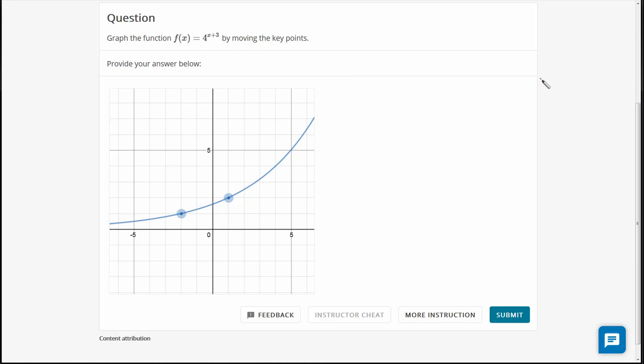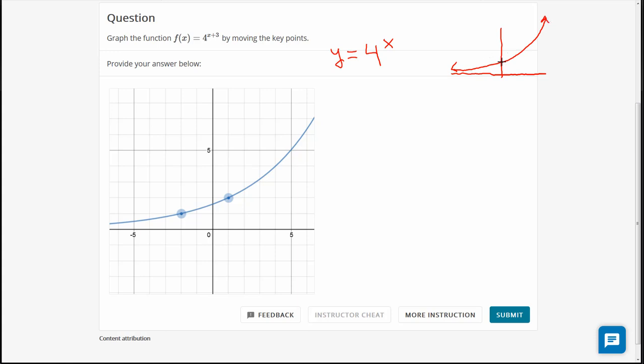I think the easiest way to do this is to recognize it as a graph transformation problem. So I start with the graph of y is equal to 4 to the x. That's a basic exponential function, and I should have memorized what that looks like. It looks roughly like this.